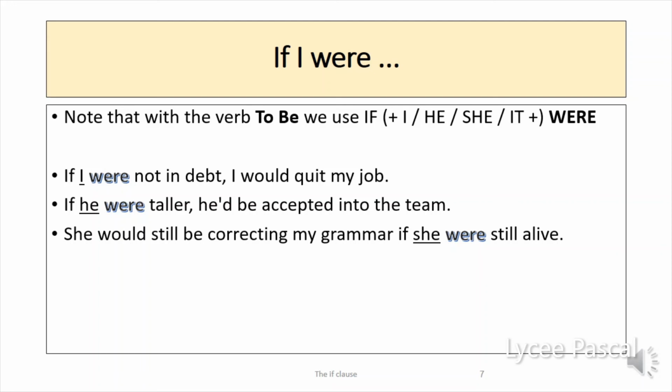If we're going to use the past perfect to show the past, we say if I had not been in debt, I would have quit my job. So were is for the present, the unreal present situation; we use were with all subject pronouns. If we're going to use it for the past, I would put if I had been.